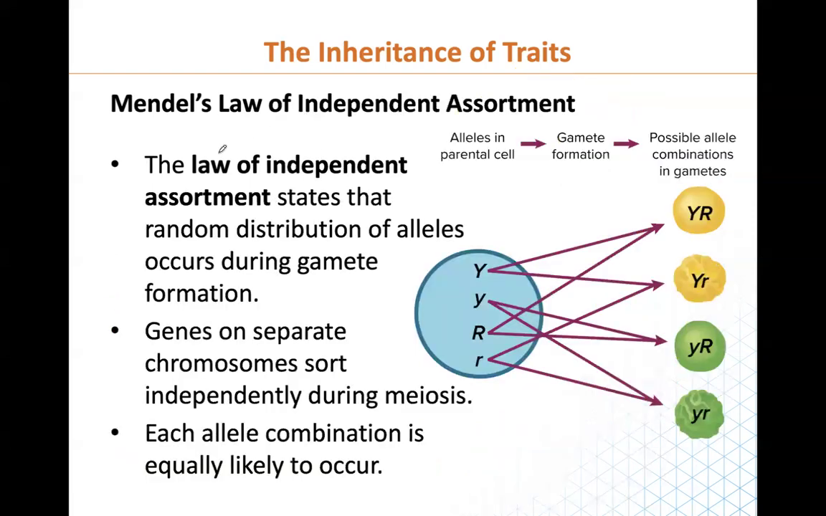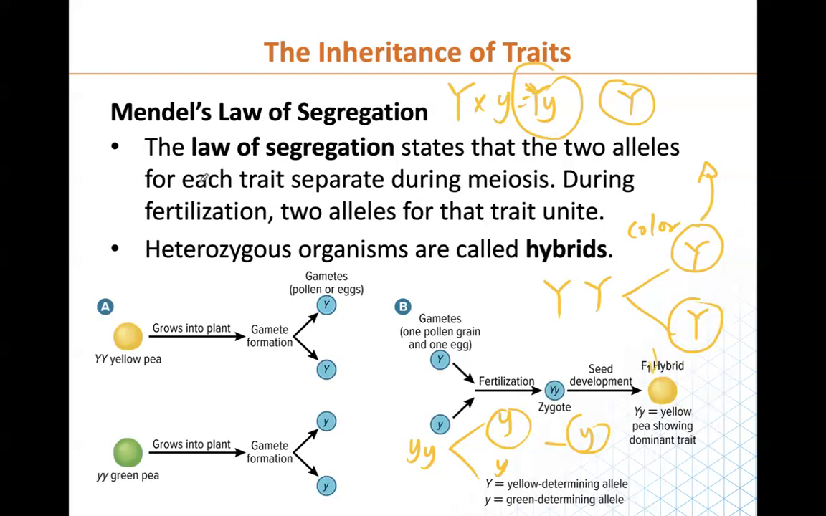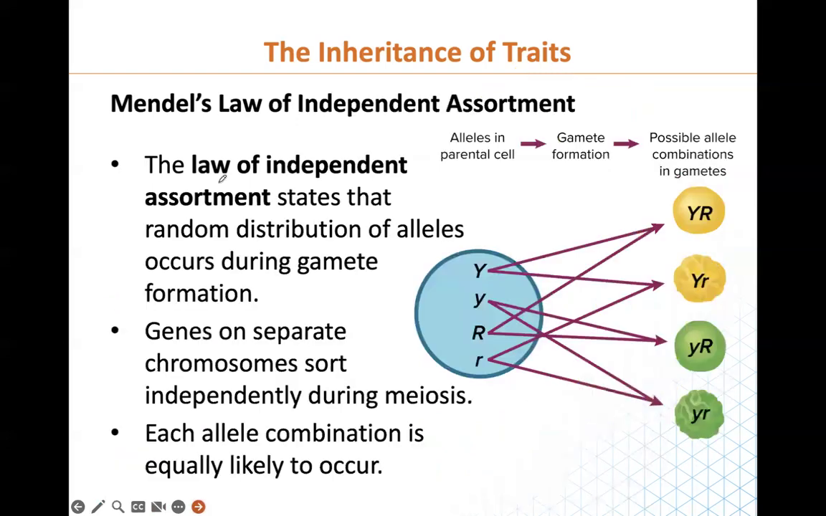So the next one is the law of independent assortment. So we have two main laws here. We talked about the first one, the law of segregation. That is a law that says that the two alleles for each trait would separate, as you've seen here, during meiosis. All right, so what about the law of independent assortment? The law of independent assortment states that a random distribution of alleles occurs during gamete formation.